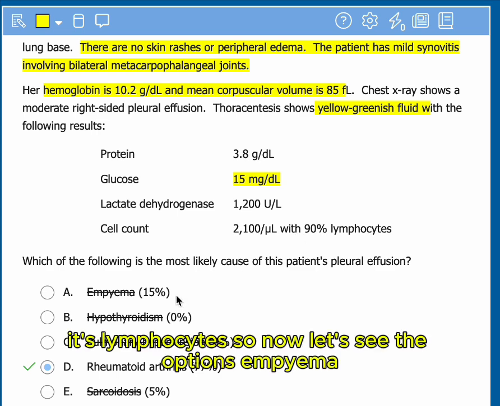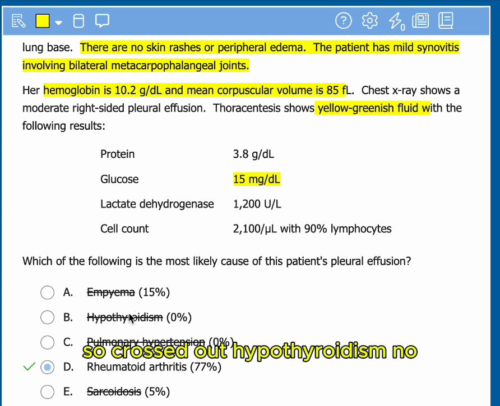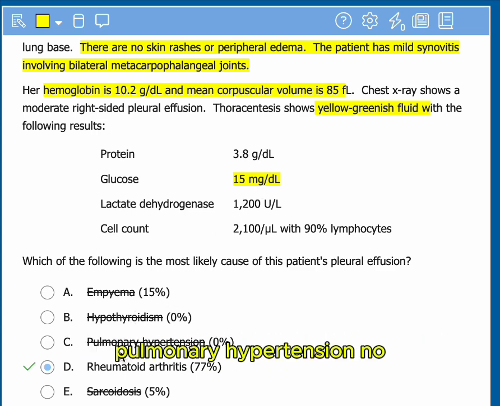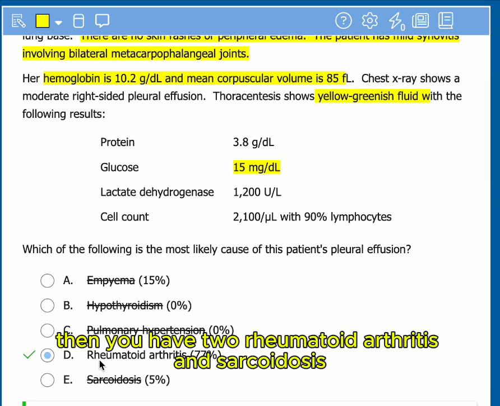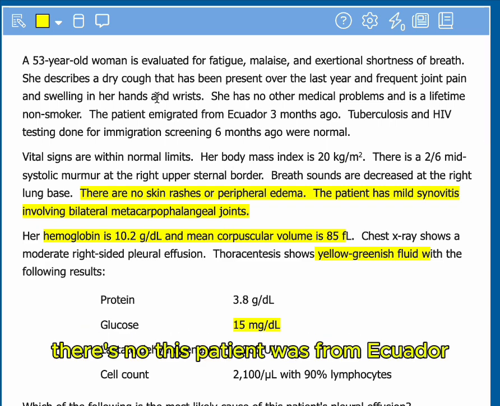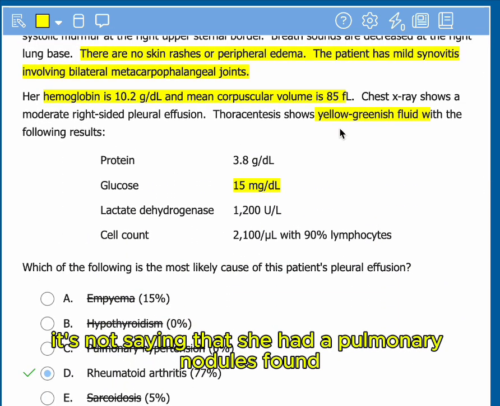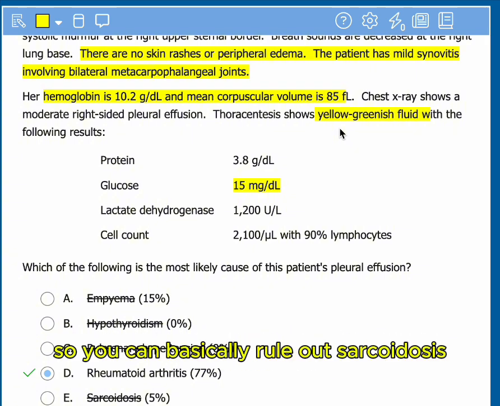So now let's see the options. Empyema: I crossed it out immediately because empyema would be a whole lot of neutrophils. Hypothyroidism: no, I just cannot associate that with this. Pulmonary hypertension: no, because it would most probably be a transudate, so out of the picture. Then you have two left, rheumatoid arthritis and sarcoidosis. If you look for other clues in this vignette, this patient was from Ecuador. It's not saying that she was African American. It's not saying that she had pulmonary nodules or hilar lymphadenopathy, none of that in the X-ray. So you can basically rule out sarcoidosis.